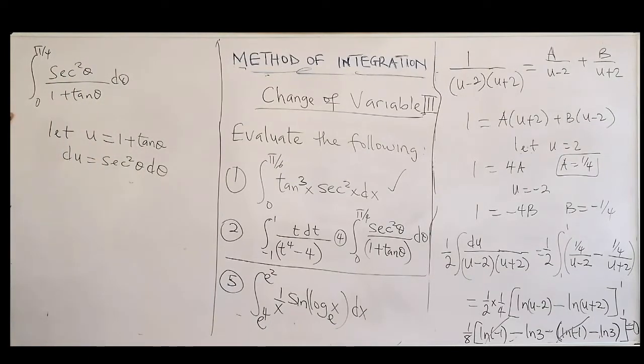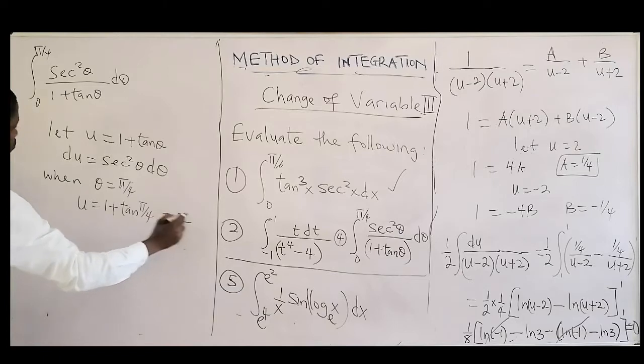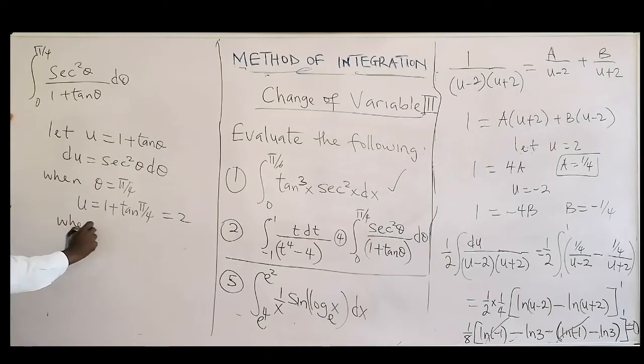So my integral will now become, what I need to do now is to change this upper boundary and lower boundary. So when theta is pi over 4, my u will be equal to 1 plus tan pi over 4. And pi over 4 is 45 degrees, so tan 45 is 1, so that becomes 2. So when theta is 0, u is equal to 1 plus tan 0, which is also what? 1.